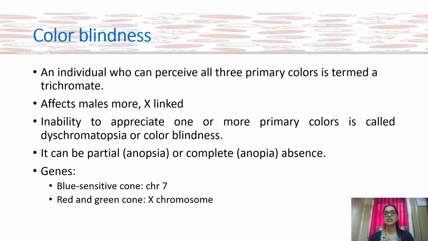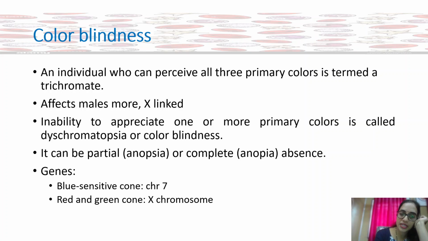So color blindness, or dyschromatopsia, is a condition in which the individual cannot perceive all 3 primary colors. A person who can perceive all 3 colors is called a trichromate. Any one of the colors being defective is termed dyschromatopsia. In color blindness, we can have partial or complete. Partial is when he can see all 3 colors, but one of the colors he is not able to perceive well. Based on that, we call it anomaly or anopia: protanopia, deuteranopia, or tritanopia. Anopia is total absence of a particular color.